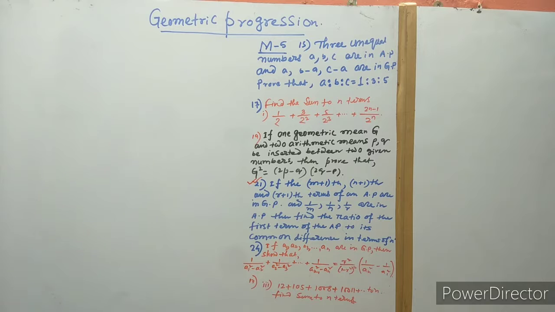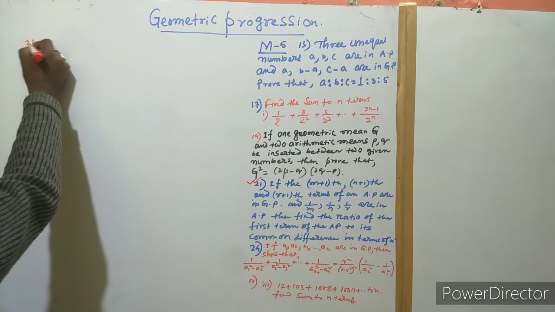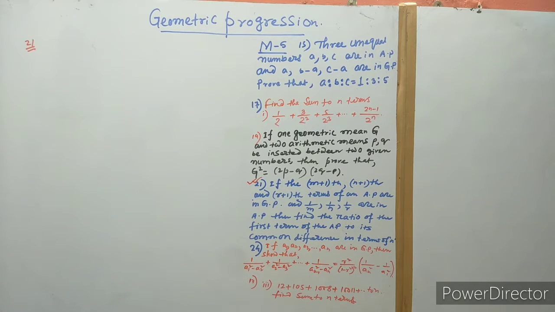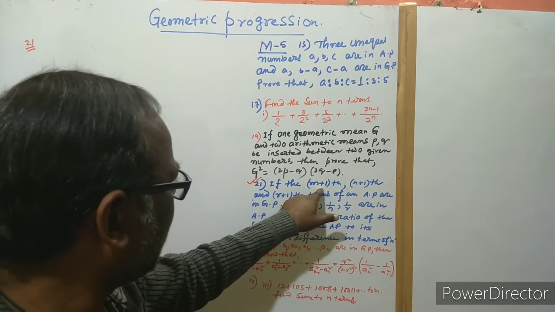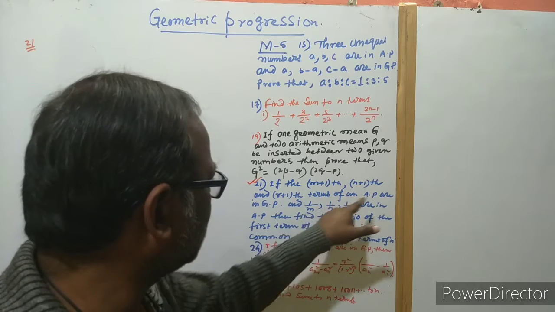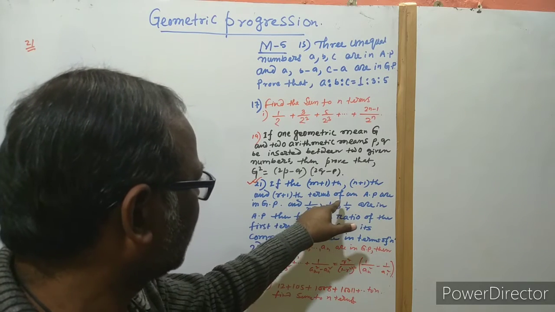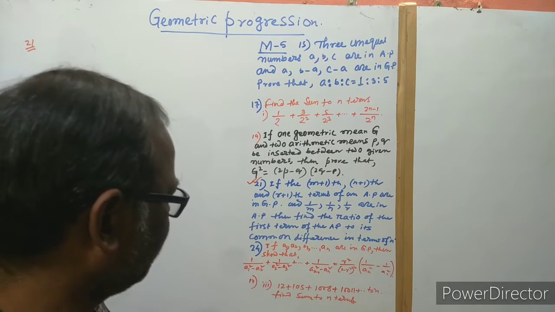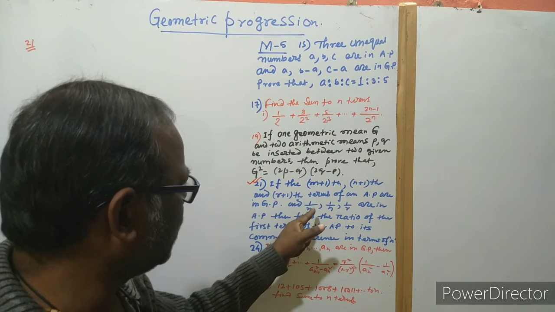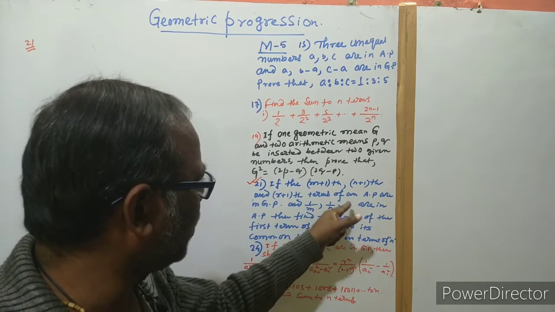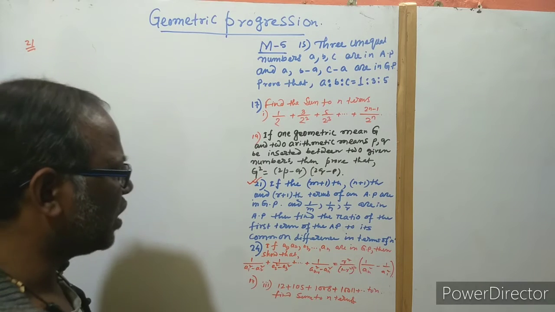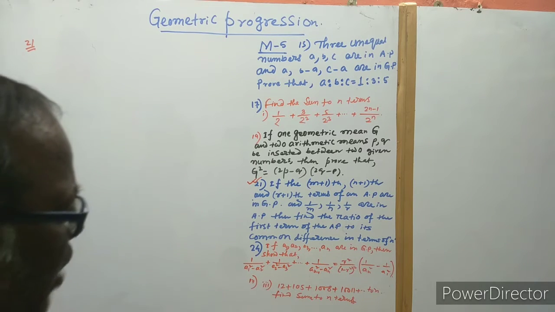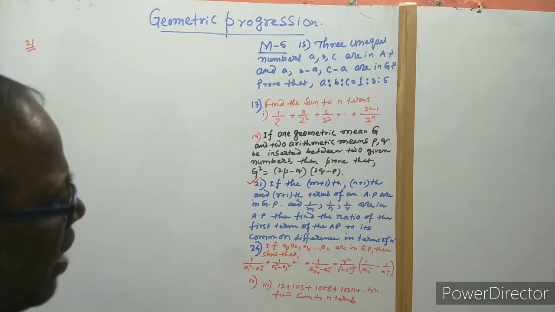Now see, this is question number 21 of the book, and this is the most important question. If the (m+1)th term, (n+1)th term and (r+1)th term of an AP series are in GP, and it is also given that 1/m, 1/n and 1/r are in AP, then find the ratio of the first term of the AP to its common difference in terms of n.